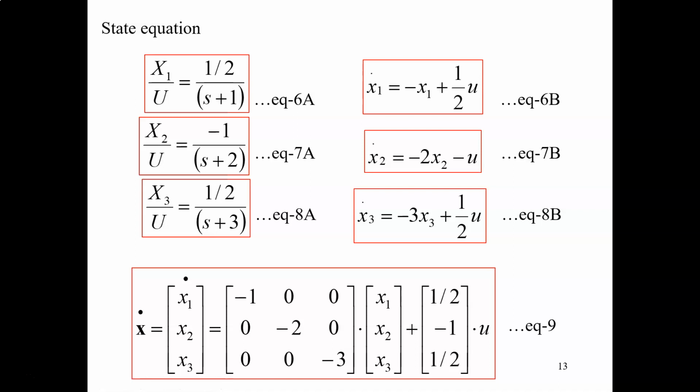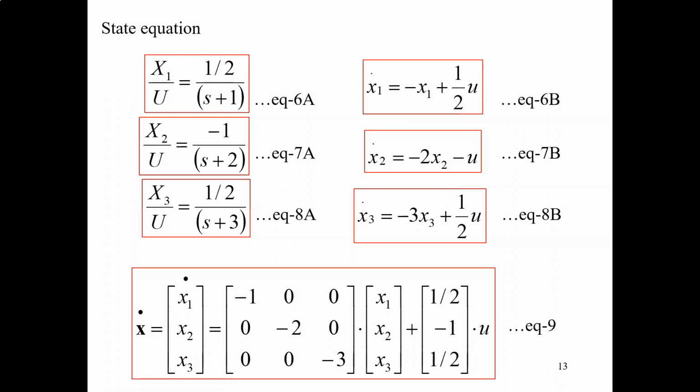s, inverse Laplace transform gives me x3 dot. x3 times 3, inverse will give me 3 times x3. Move to the other side, it becomes minus 3 x3. Half times u, that's the inverse, gives me half times u in the time domain. So easily I can convert 3 transfer functions into 3 first order differential equations.